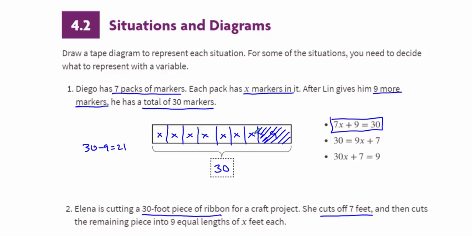So these 1, 2, 3, 4, 5, 6, 7 x's are equal to 21. So that means each x, if I divide that 21 by 7 x's, 21 divided by 7 x's gives me 3. So there is a total of 3 markers in each pack.